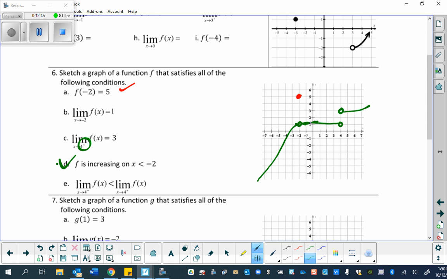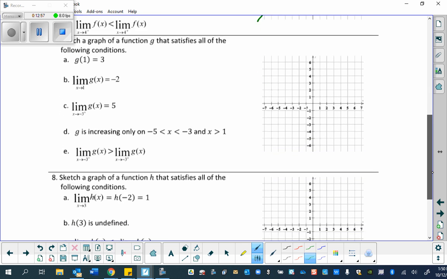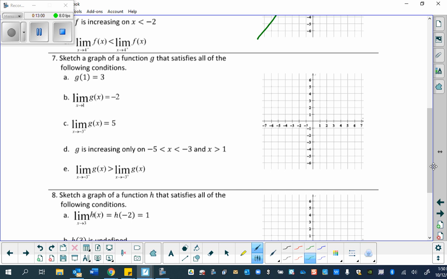This value is my only definite one, and I think I've met all of the requirements. Does that make sense? Do you want me to walk you through the next one too? Okay. An input of 1 gives me an output of 3. So I know that that's good to go.